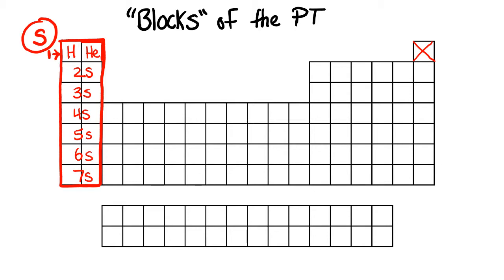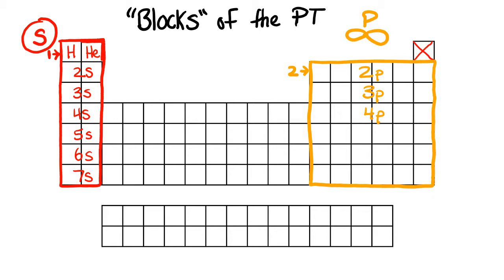The next block is the P block, which is outlined here. The P block has a dumbbell shape, and it begins with 2. So there is no 1p. It immediately starts with the 2p row. 2p, 3p, 4p, 5p, 6p, and 7p.